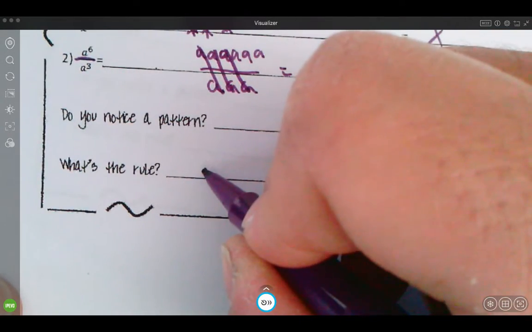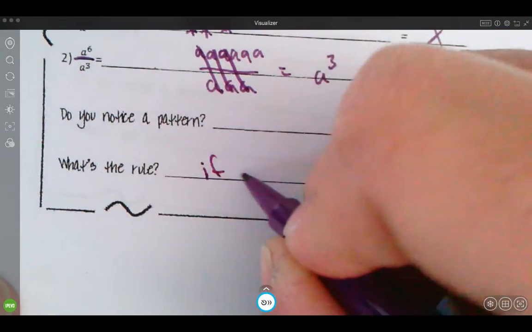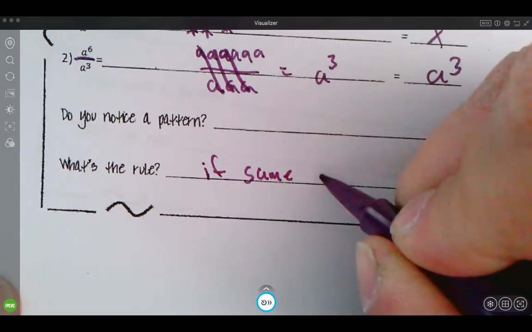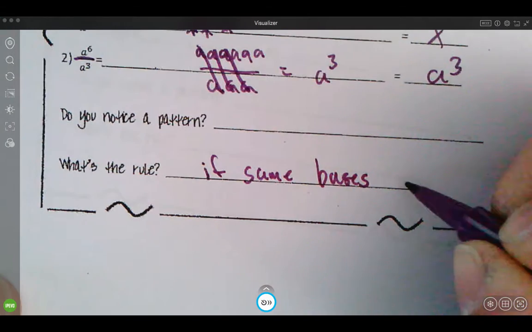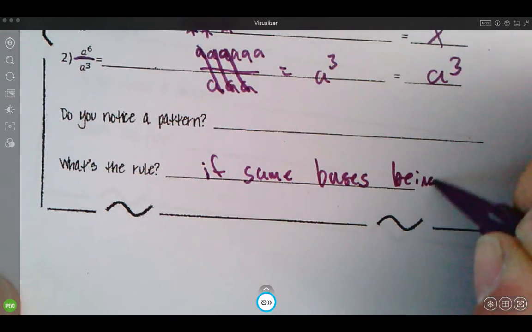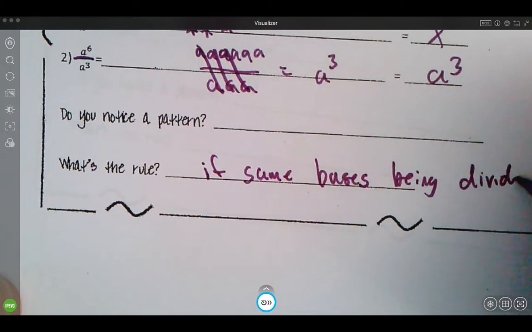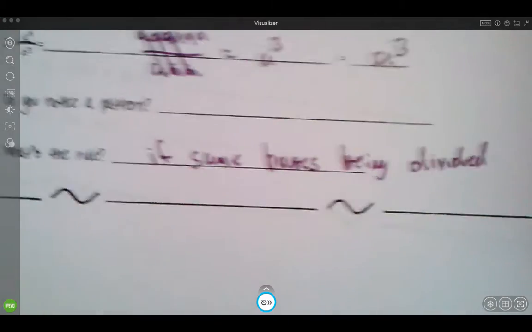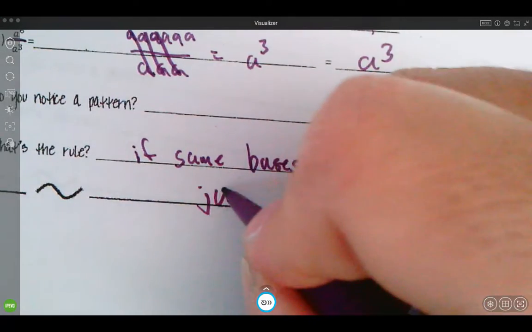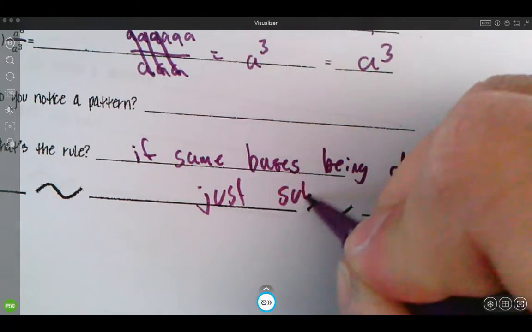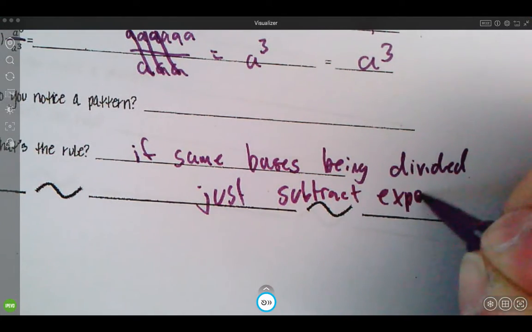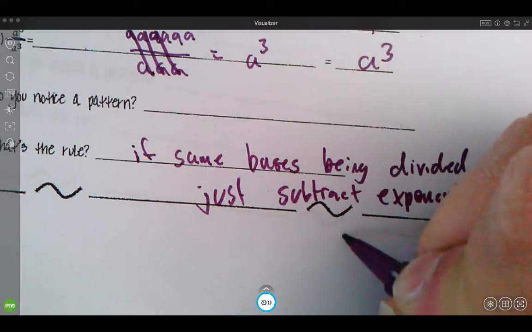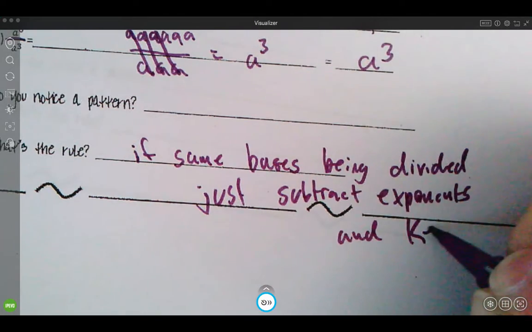So I'll write that here. If same bases being divided, just subtract exponents, and of course keep the base the same.